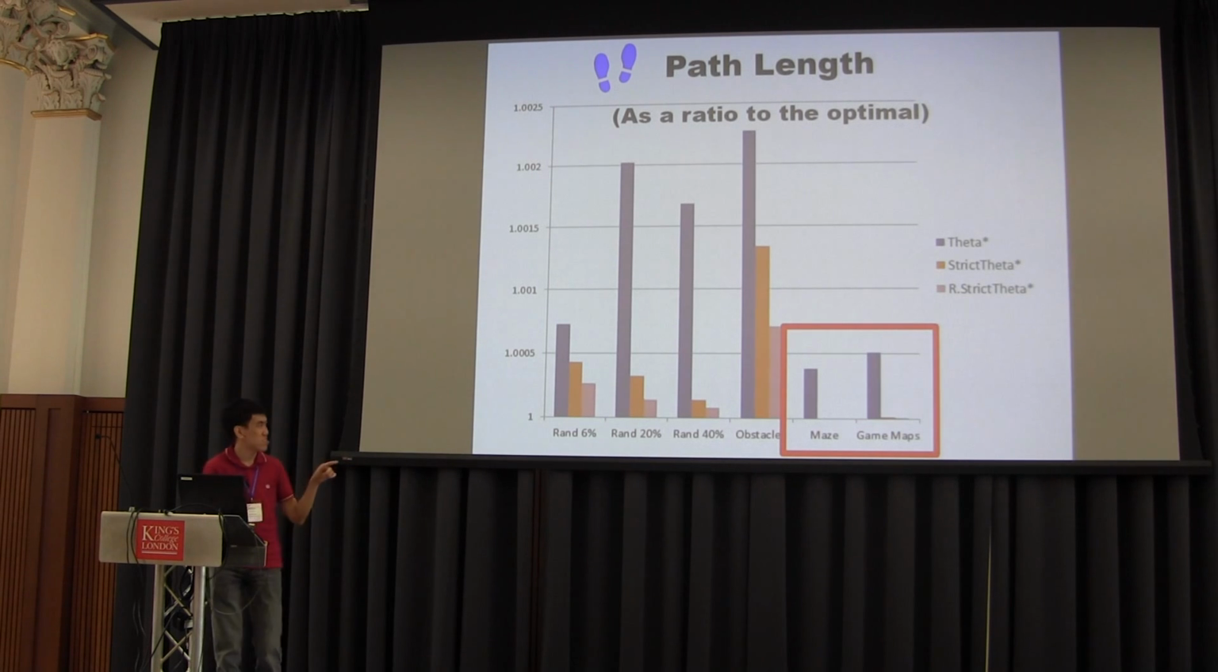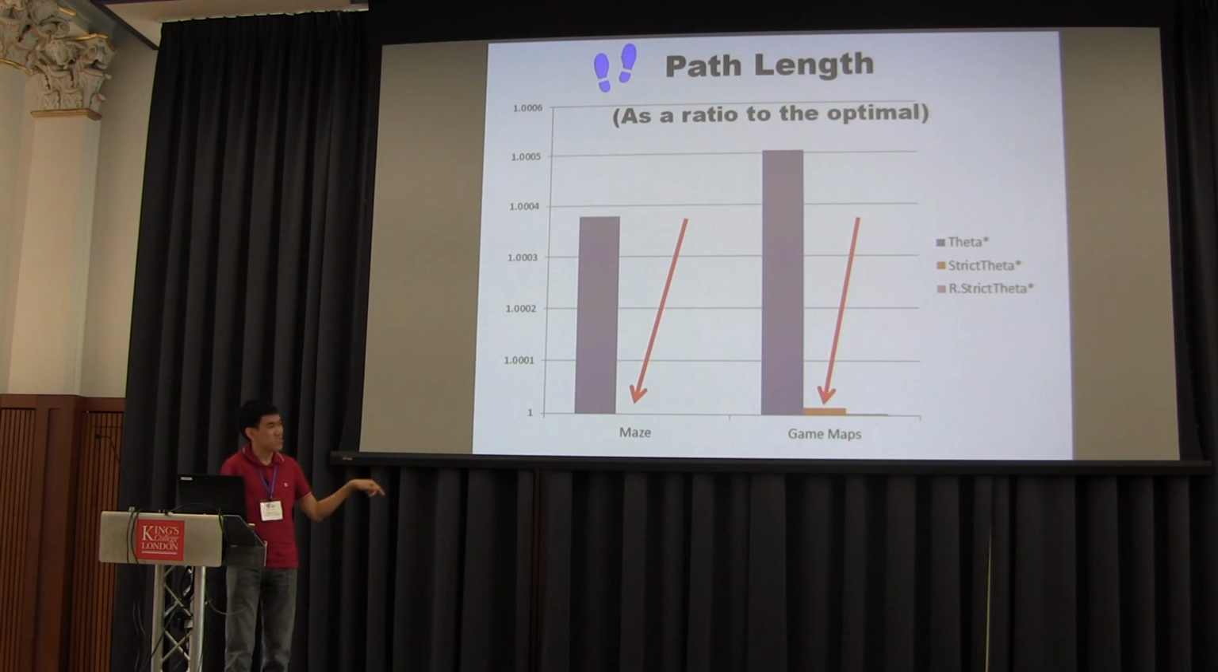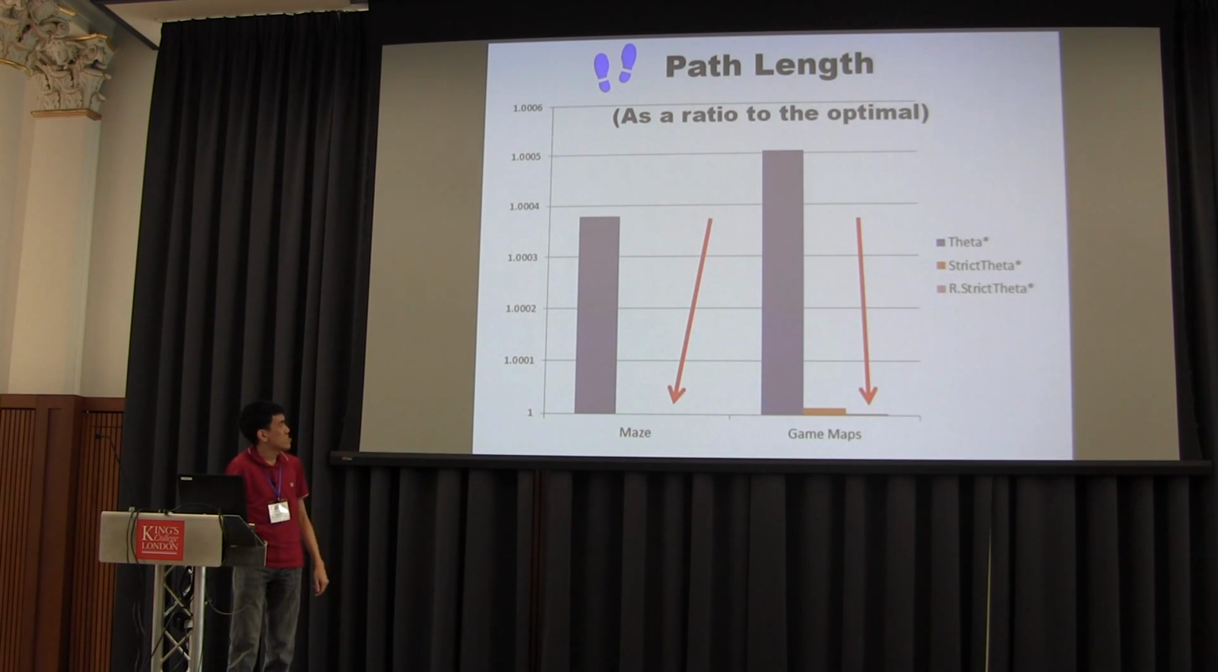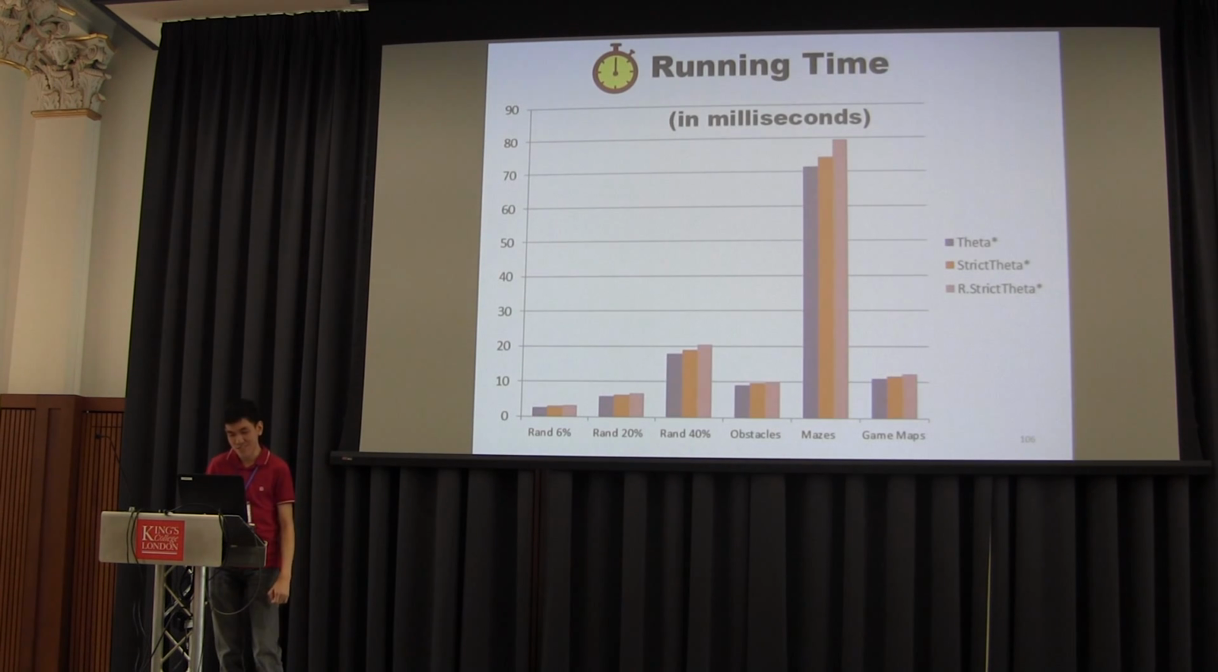What you can see over here in the BG and game maps is that we actually have a pretty significant difference, especially here. Here is Strict Theta Star, you can't really see it, because it's the same as Strict Theta Star over here. Running time, just to check that it's not really much of a difference. So this is Theta Star, Strict Theta Star, about the same. A little slower, I guess.